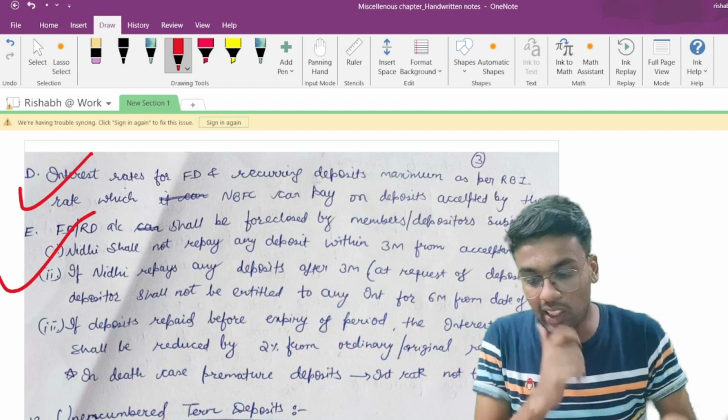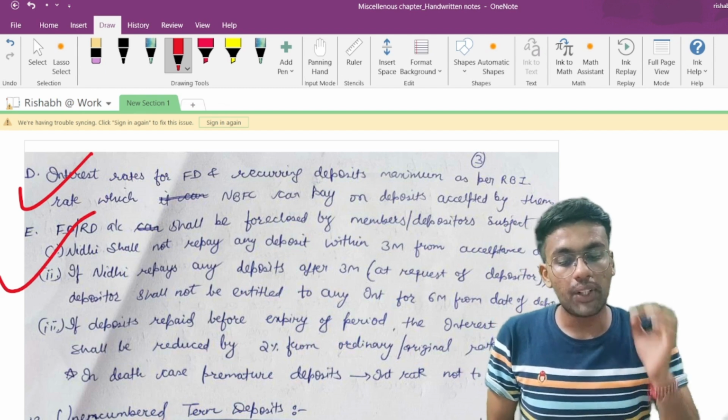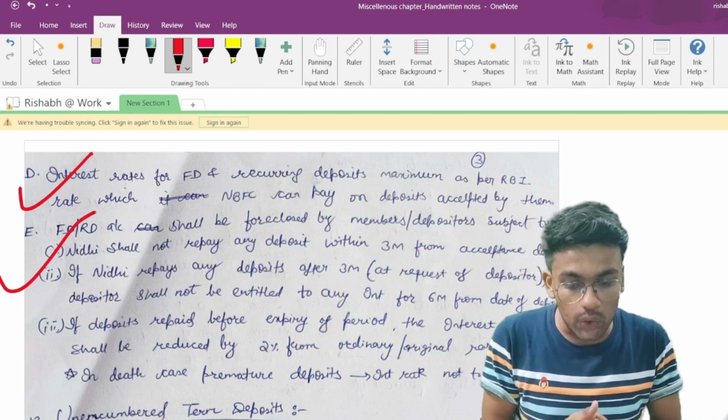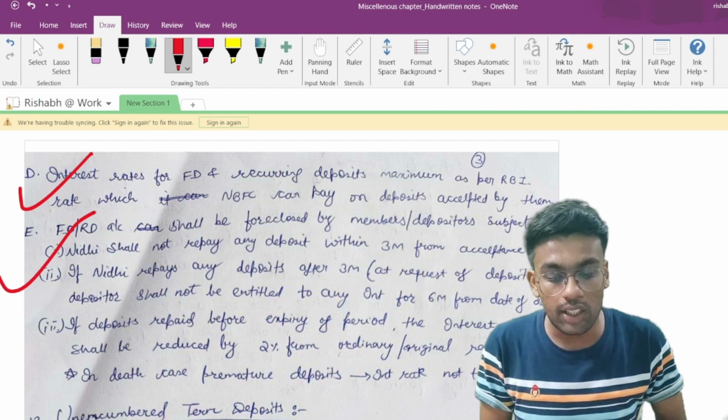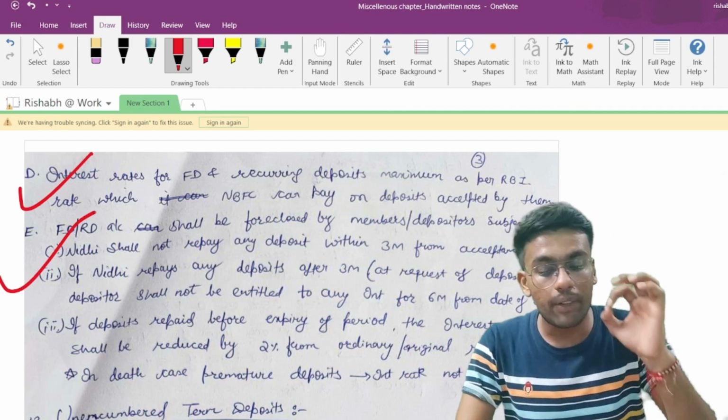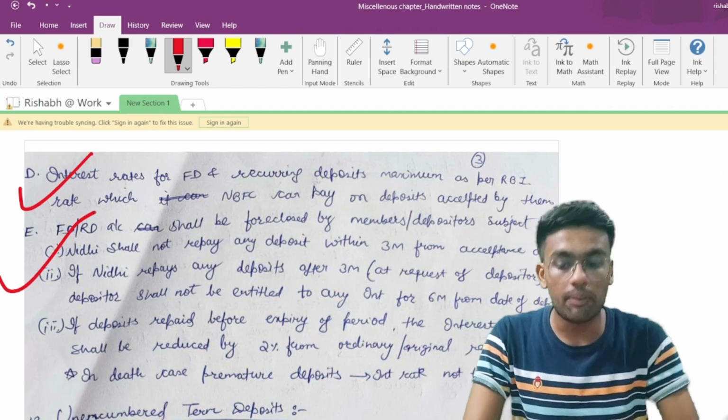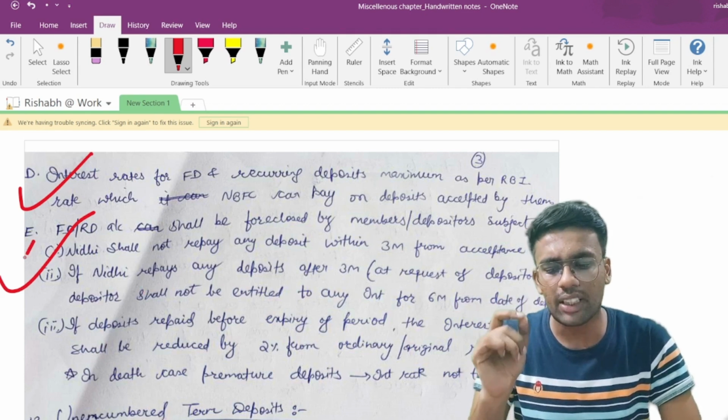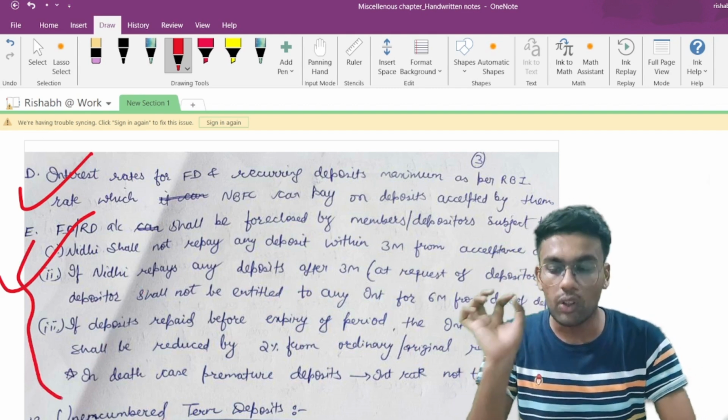Now, point number 3 talks about if deposits are repaid before expiry of period, the interest rate shall be reduced by 2% of the original rate. In case of premature deposits, the interest rate shall not be reduced. I think these provisions are very self-explanatory. If you give it a read, you will be easily able to understand it.